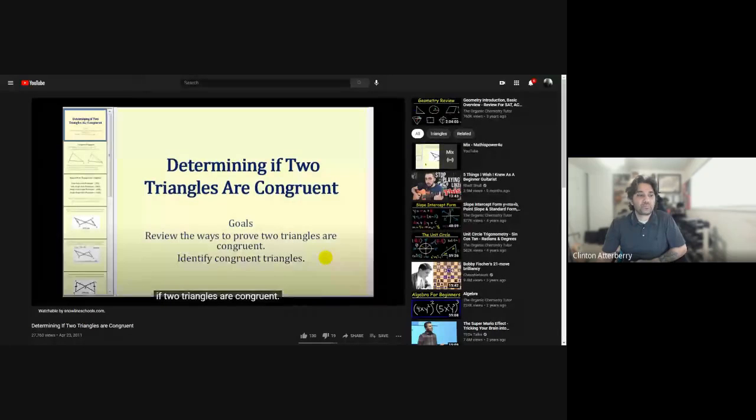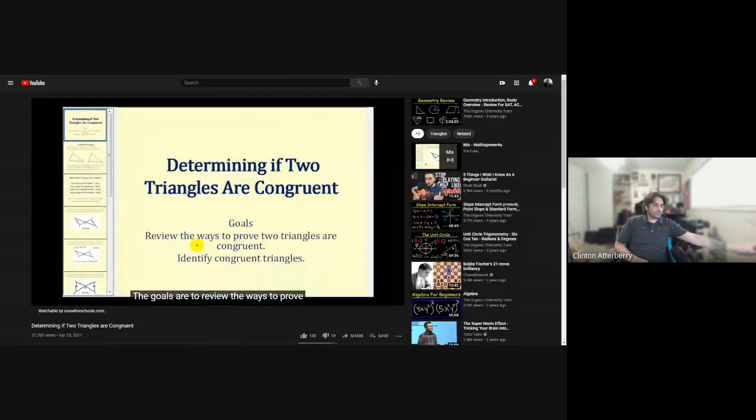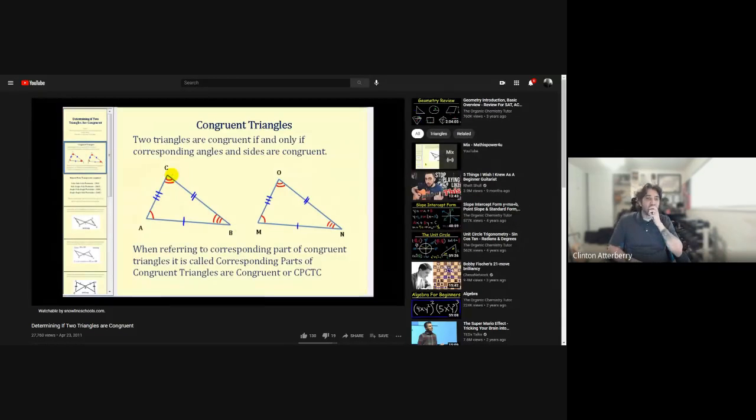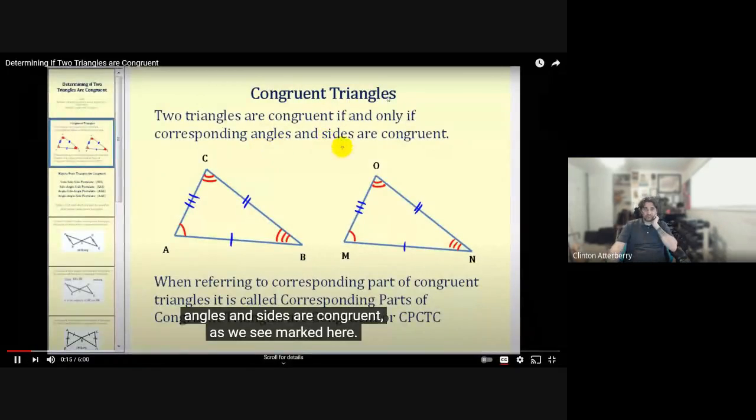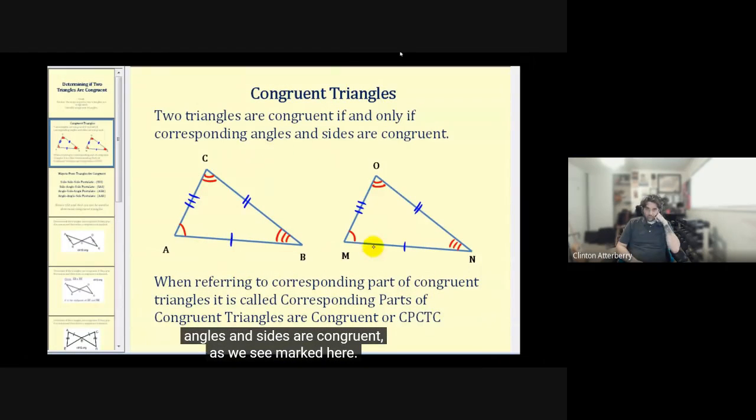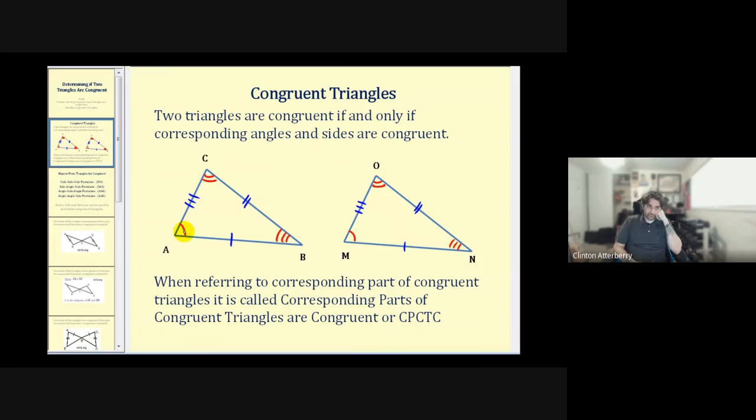If two triangles are congruent. The goals are to review the ways to prove two triangles are congruent and then identify congruent triangles. Two triangles are congruent if and only if corresponding angles and sides are congruent, as we see marked here. It's important that when we identify congruent triangles, the vertices are listed in corresponding order.